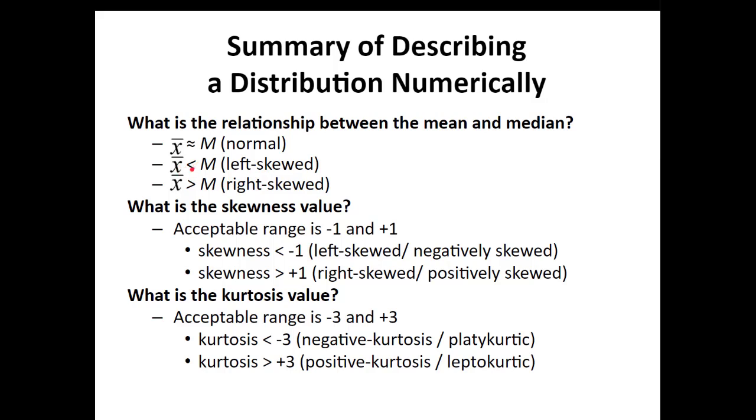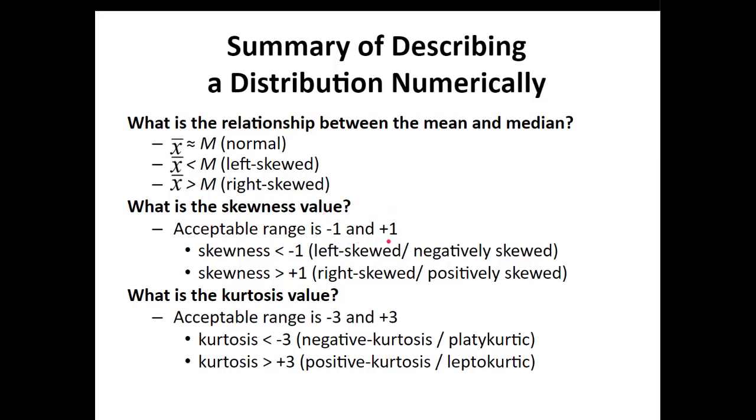If the mean is less than the median, I have some degree of left skewness. It might be a lot, it might be a little, but it does suggest that it's left skewed. If my mean is bigger than my median, then I have some evidence that my data is right skewed. I don't know to what extent. What will tell me what extent the data is skewed is looking at the skewness value. The acceptable range for the skewness value is -1 and +1. So if your skewness value is between +1 and -1, then you're going to be okay.